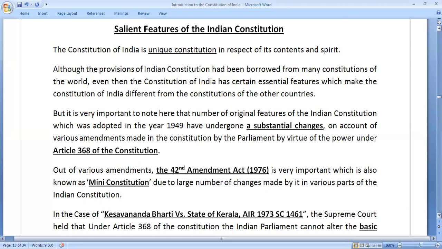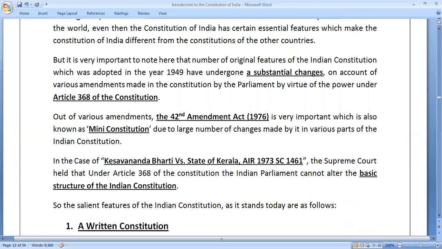In the case of Keshavananda Bharti versus State of Kerala, AIR 1973 Supreme Court 1461, which is a landmark judgment in the history of the Indian Constitution, the Supreme Court of India held that while exercising the power under Article 368, Indian Parliament cannot alter the basic structure of the Indian Constitution. That means amendment is allowed, but while doing the amendment, Parliament cannot alter the basic structure.